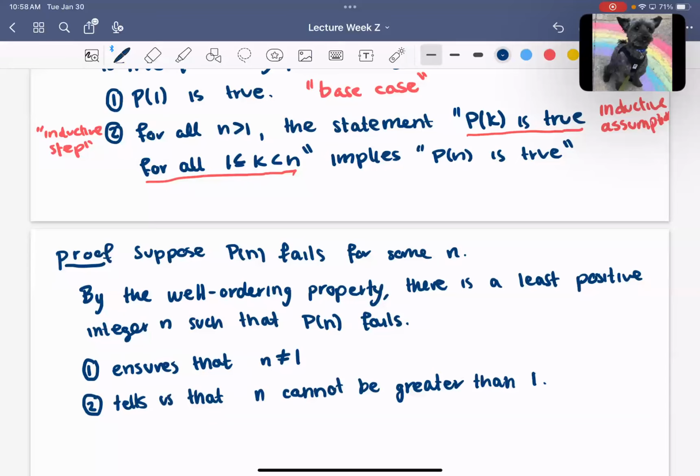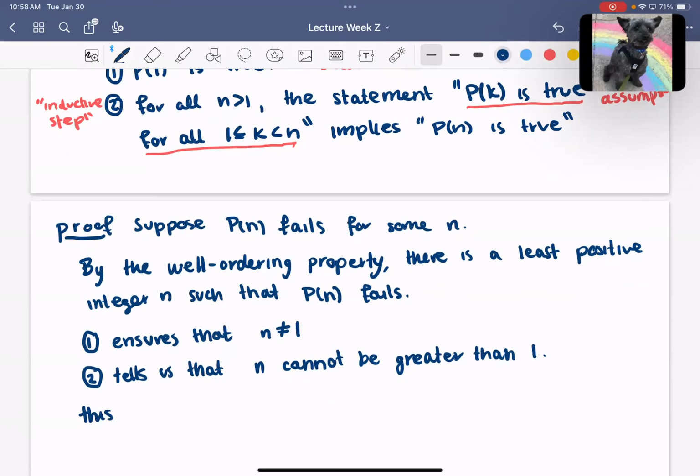Okay, so why would that happen? We said that n was the smallest number such that p of n fails. So we know that p of k is true for all k between 1 and n, and that then implies that p of n is true, which is a contradiction with the fact that p of n was meant to be false. So this is our contradiction, and that finishes the proof.